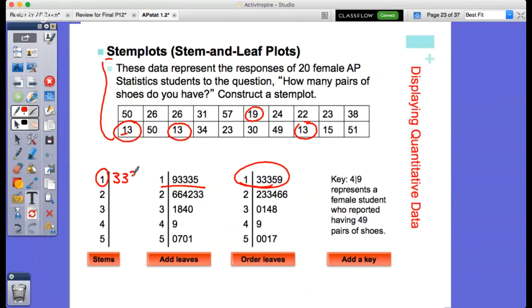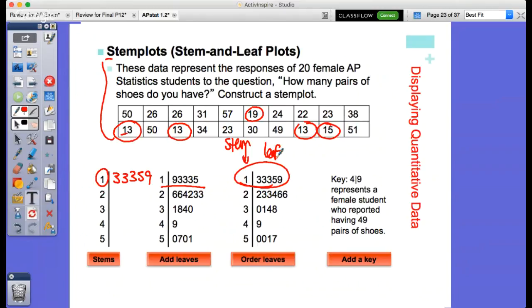13, right? Put another 3. You have a 15, you got to put in order. And then a 19, we put a 9. So that would represent 13, 13, 13, 15, and 19. And once I do that, I create, again, my stem, which is my first digit, and my leaf, which is my second digit. Okay, I described that there.